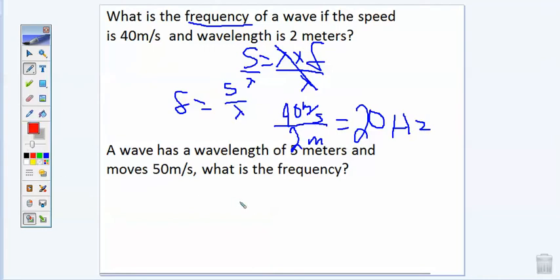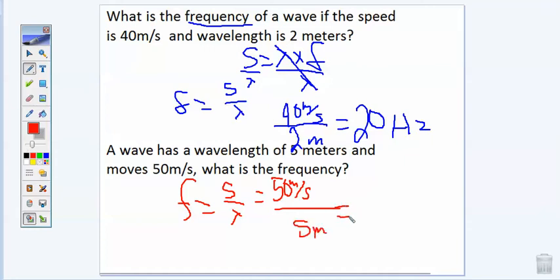All right, let's see how you did. So we're looking for frequency, which is speed divided by wavelength. The speed of the wave is 50 meters per second. The wavelength is 5 meters. 50 divided by 5 is 10, and our unit is hertz. Okay, give yourself a pat on the back if you got that one right.